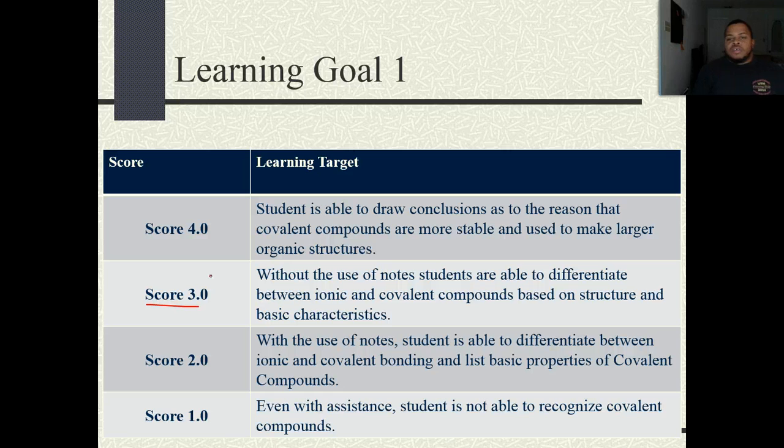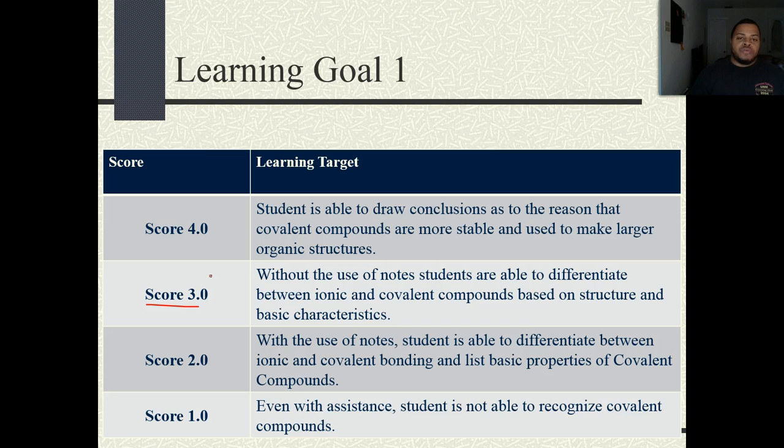Which is without the use of notes, students are able to differentiate between ionic and covalent bonds or compounds based on structure and basic characteristics. So we're going to look at some of the properties of covalent compounds. We're going to look at how we actually form covalent compounds, those types of things.